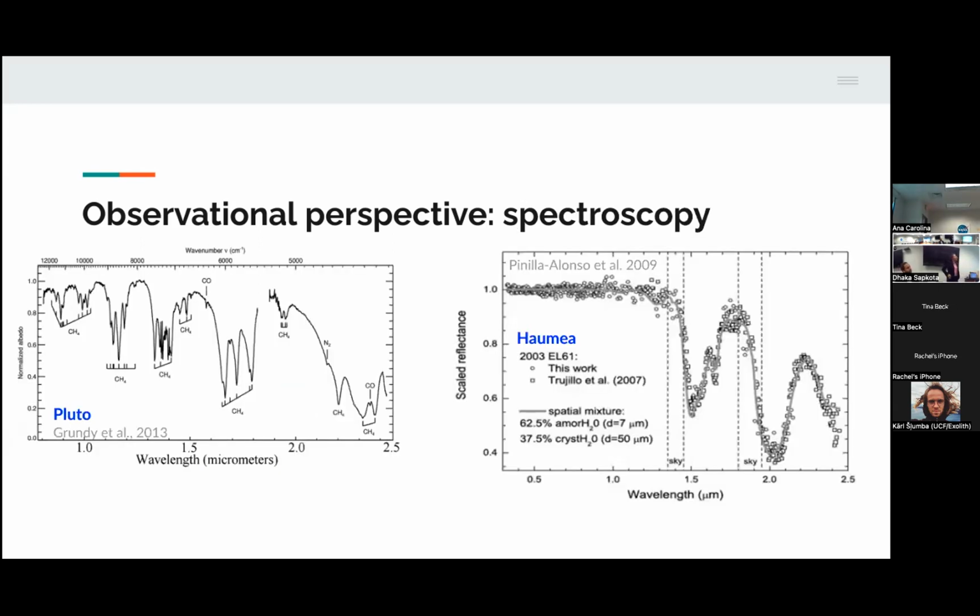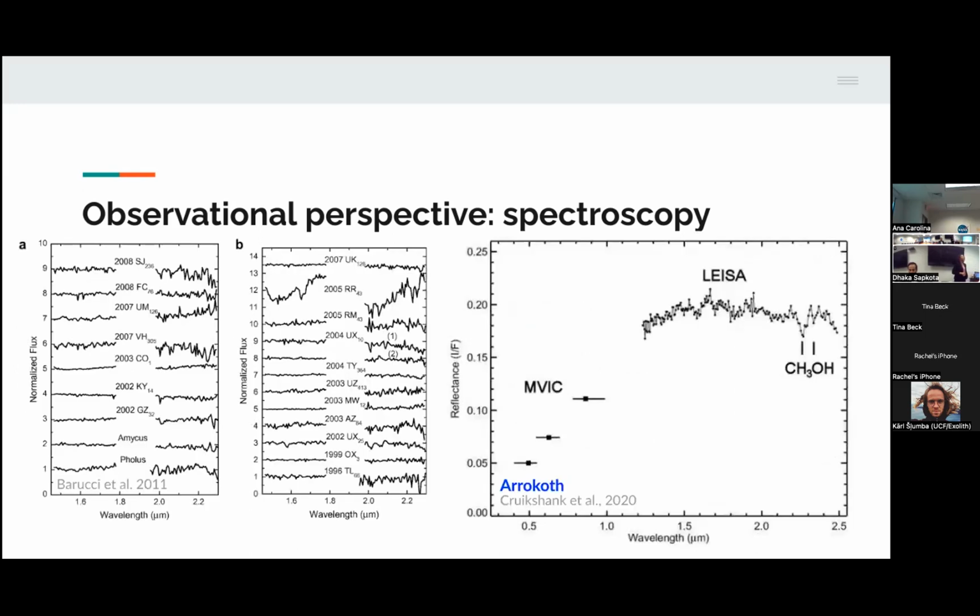And from spectroscopy, we also have a lot of diversity because, for example, Pluto's spectrum shows a lot of signatures of methane ice, with some positive detections of nitrogen and carbon monoxide. But another TNO, Haumea, has a very well constrained spectrum too, but with signatures of water ice in the amorphous and crystalline phase. Here, the signature at 1.65 is due to the crystalline phase. So we have two trans-Neptunian objects with two different kinds of spectrum.